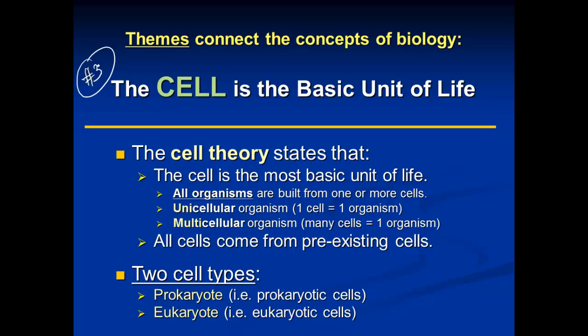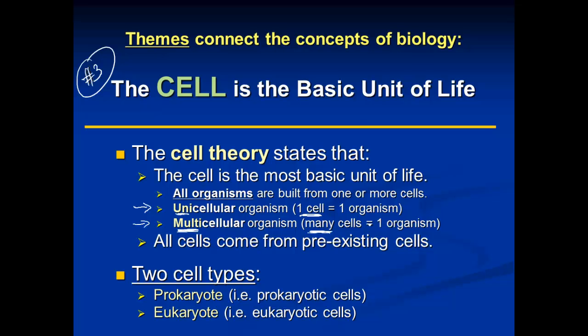So for that reason, there are some organisms that are unicellular. One cell makes up the entire organism, and that one cell is able to perform all of those essential activities of life. And then other organisms, such as us, animals, and plants, and some fungi, are multicellular, where many cells make up one single organism.